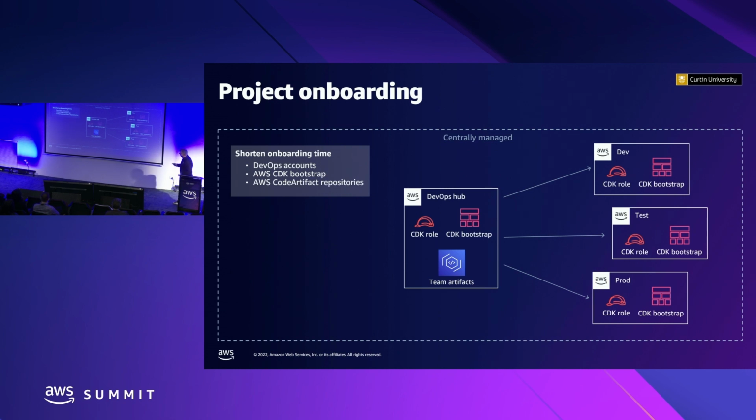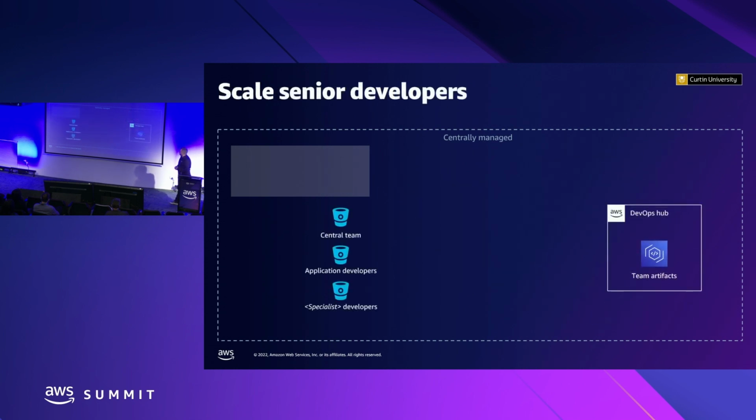So at Curtin, the senior devs were in the teams, but they were also taking those patterns out into the shared spaces. So let's look at how Curtin looked to scale their senior developers. When a senior developer was looking to build a pattern out, this is their perspective of the world. They've got their code repo for the central patterns, and here we've got the central team who's also building out patterns for everybody. You've got areas with application developers and several other specialties.